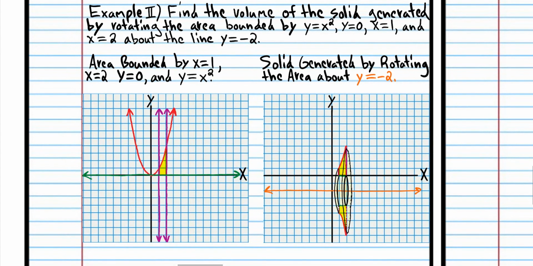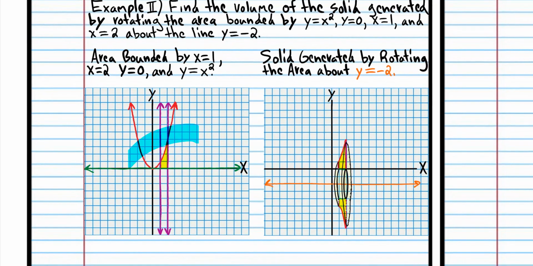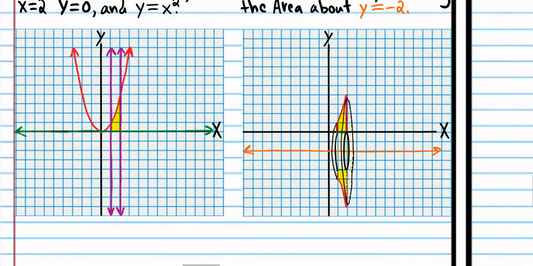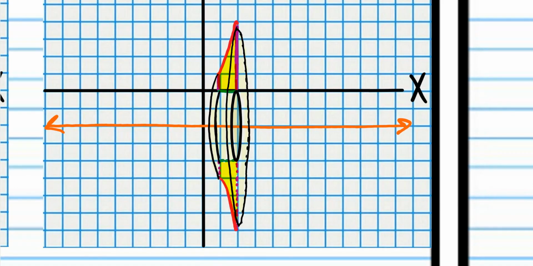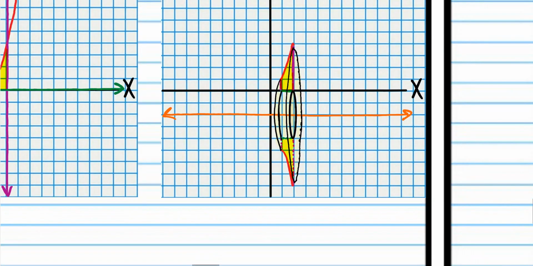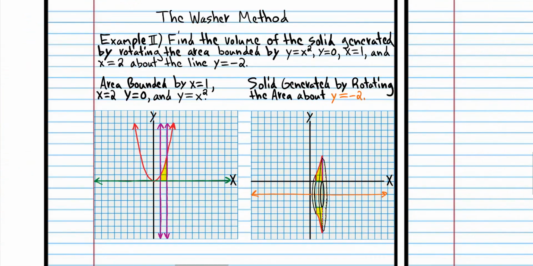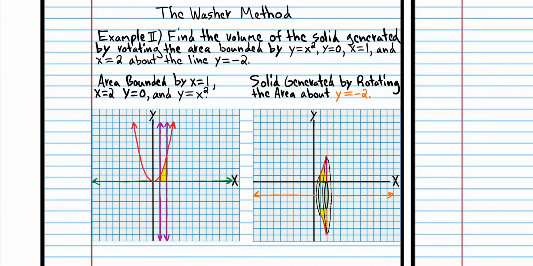So here we have, and by the way, this is going to be an example of the washer method. We have area enclosed by those graphs, and then we're going to rotate about the line y equals -2. And this is what our area looks like when we do that. So it's kind of a big bowl with a hole in the middle. So you can look over that if you want. Make sure you understand how we did that.